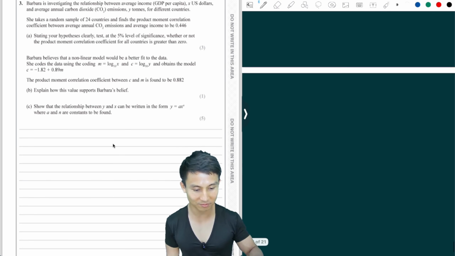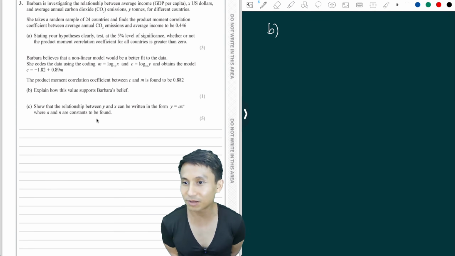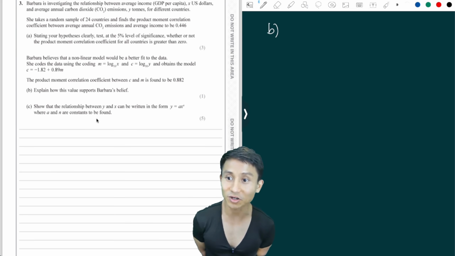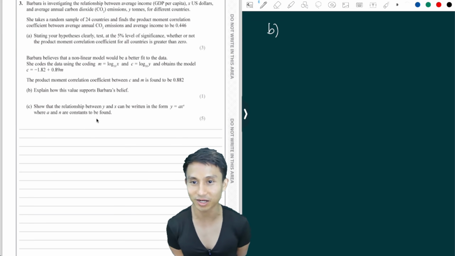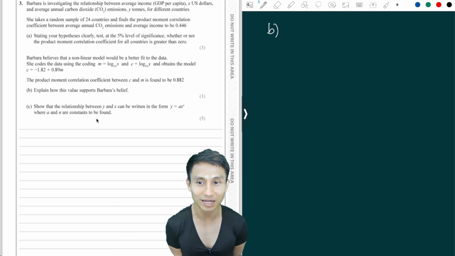Straightforward. Just take this as a revision maybe. It's not too hard. Next, Barbara believes that the nonlinear model would be a better fit to the data. She codes the data using the coding. Okay, you have coding, logarithmic coding here, not linear.